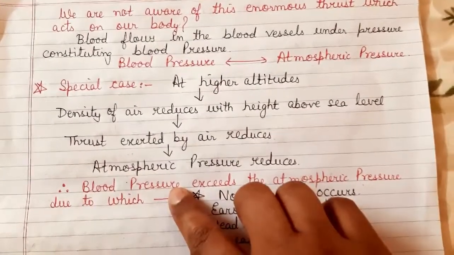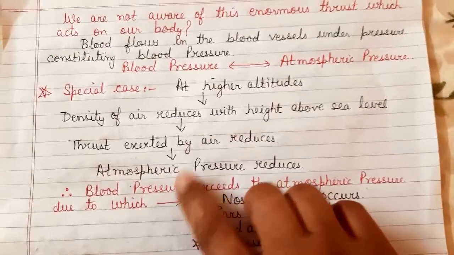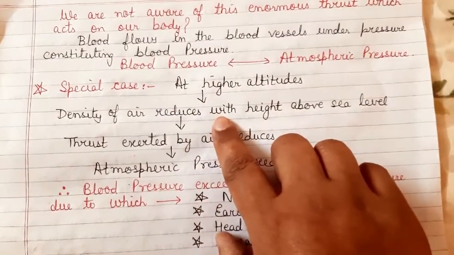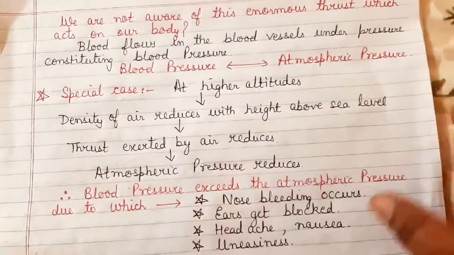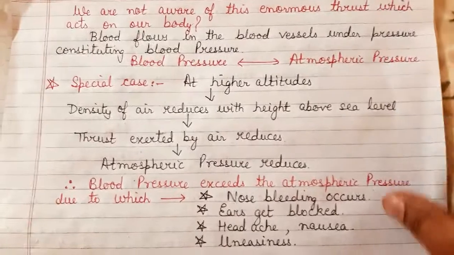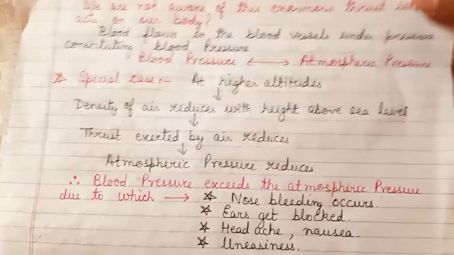And why does the blood pressure exceed the atmospheric pressure? Because the density of the air reduces with height, and therefore the atmospheric pressure reduces. So the blood pressure exceeds the atmospheric pressure and we feel all these symptoms.